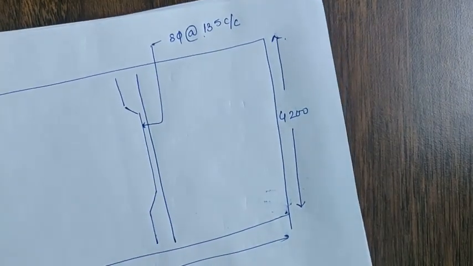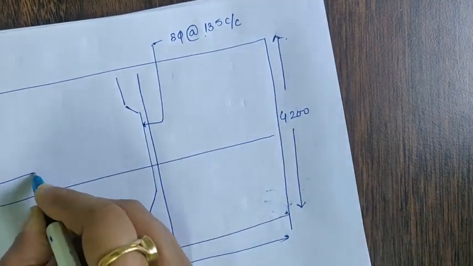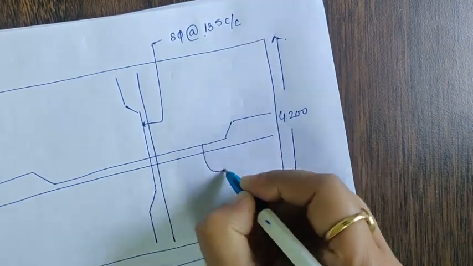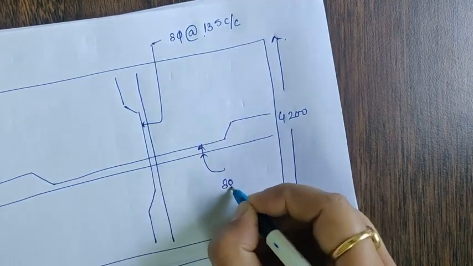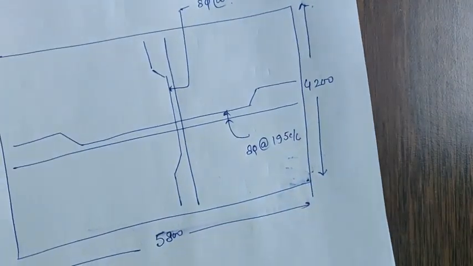Along this side, we had reinforcement. Alternate bars are bent up like this. So this is 8 dia at the rate of 195 center to center.